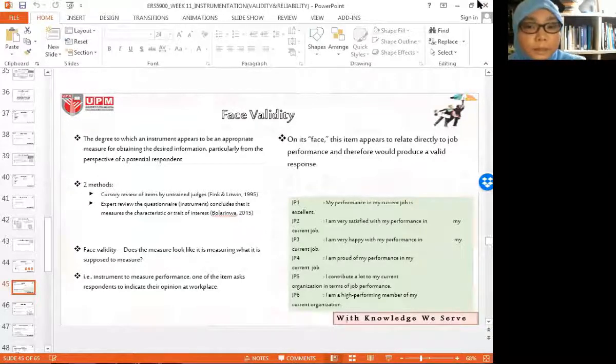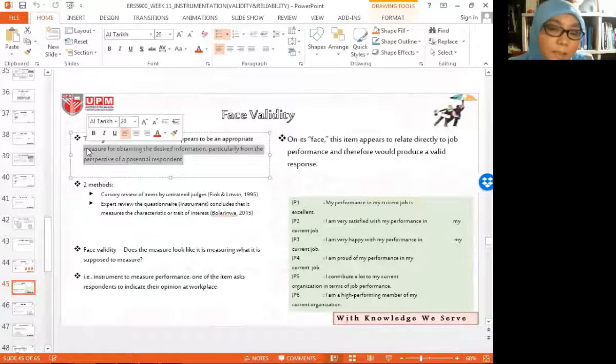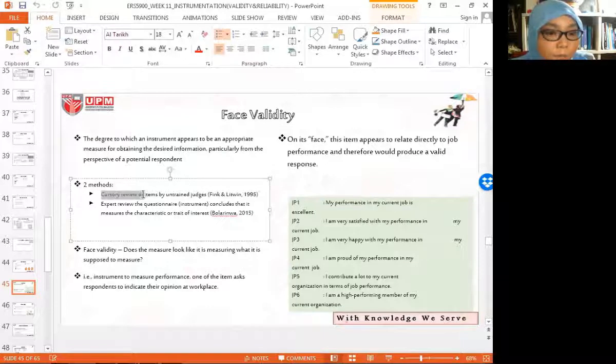Okay, so again, the first one is face validity. It refers to the degree to which an instrument appears to be an appropriate measure for obtaining the desired information, particularly from the perspective of a potential respondent. So in terms of the definition, it is quite similar to the general definition of validity. But to measure face validity, there are two methods. The first one is a cursory review of items by untrained judges.